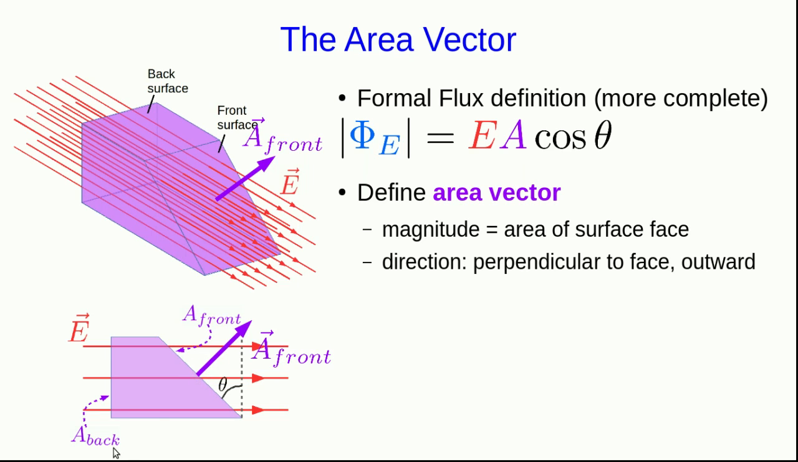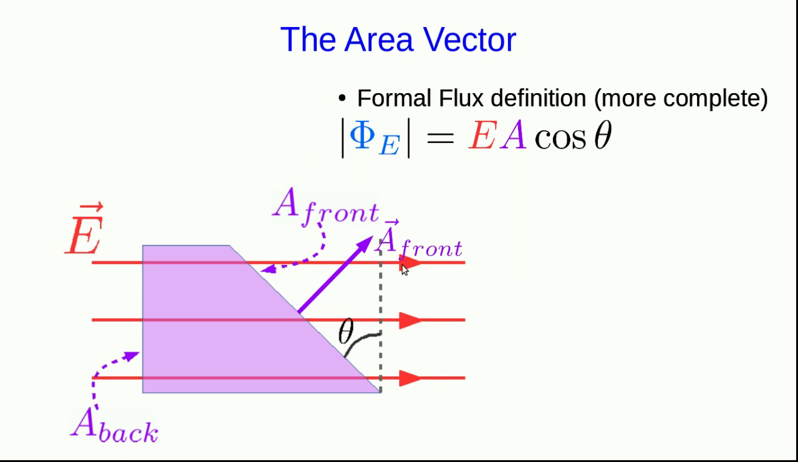It doesn't point into the surface, it points outward. So with that definition, now look at how that area vector at the front is related to the E field vector. Notice that the angle between them is the same as this angle theta that's between A front and the perpendicular to the E field. But wait a second, we've seen this before.